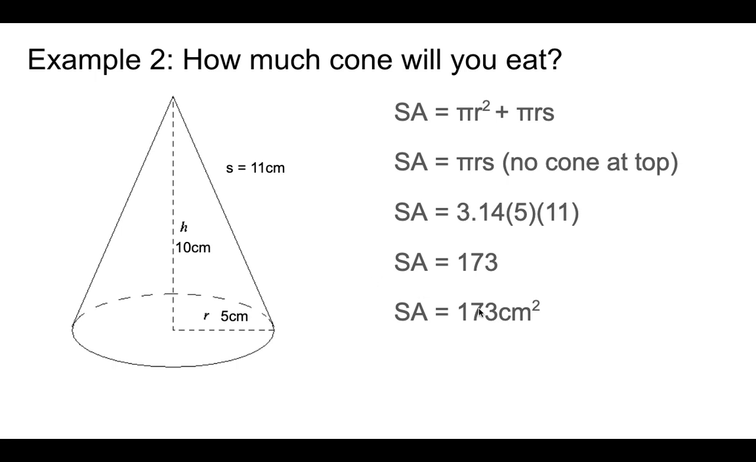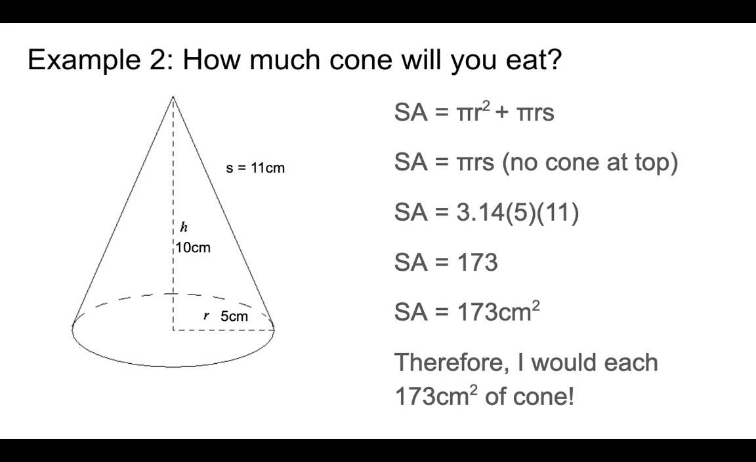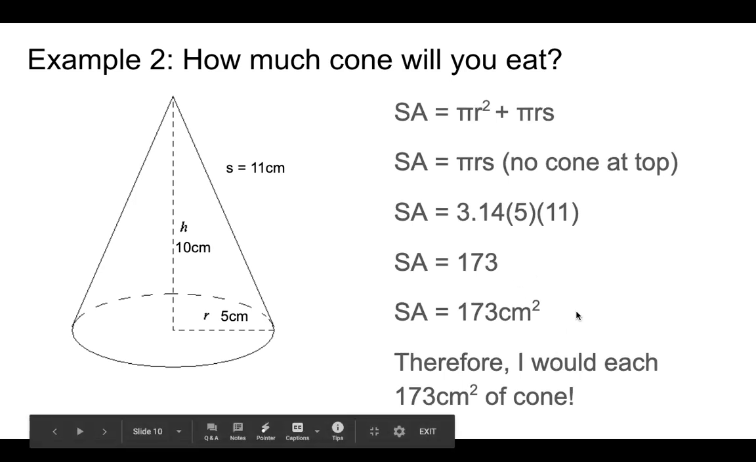And don't forget to put the units on it. So our units are centimeters squared because we're dealing with surface area. Okay, of course, because it was a word problem, I would eat 173 centimeters squared of cone.